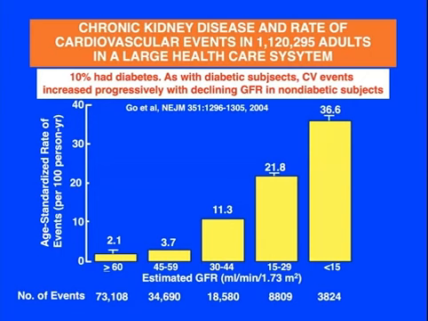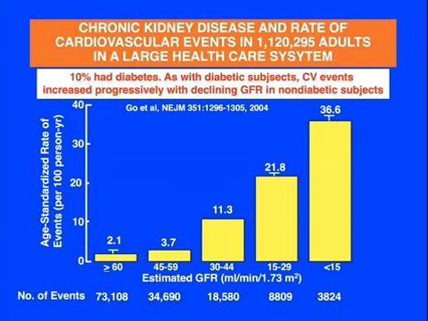Compared to a glomerular filtration rate above 60, once your GFR gets to less than 60, or around 60, what you see is the risk for cardiovascular event is increased 2.1-fold. And as you go to lower GFRs, down to a GFR of 15 to 29, there's a 21.8-fold increase in the risk of having a cardiovascular event. So kidney disease is a major risk factor for cardiovascular disease.